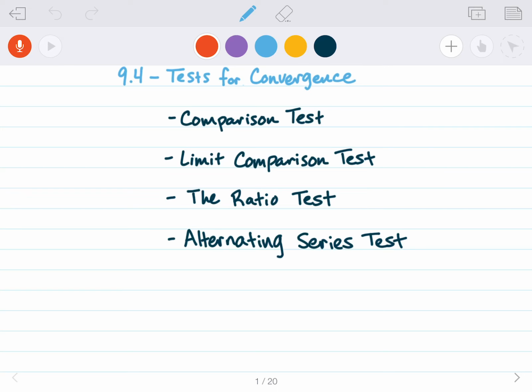Hey guys, in this video we're going to talk about Chapter 9, Section 4. We're going to talk about several different tests for convergence, and towards the end of the video we're going to talk about how you know which test to use.